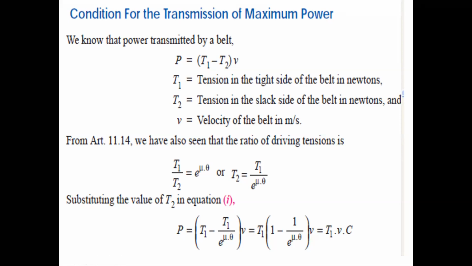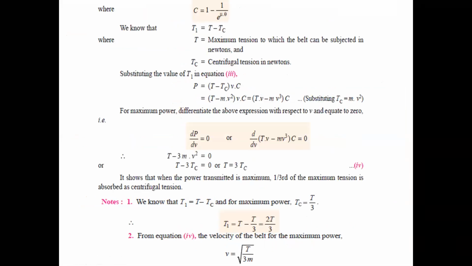So P equals T1 into V into C, where C is represented by 1 minus 1 by e power mu theta. So C is a constant, C equals 1 minus 1 by e power mu theta.